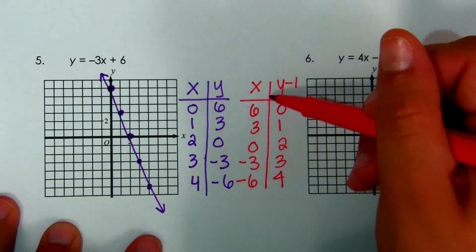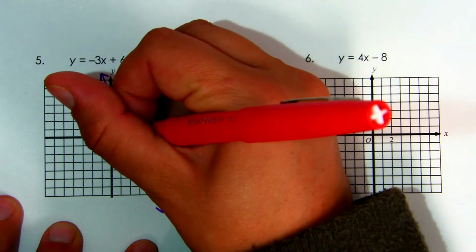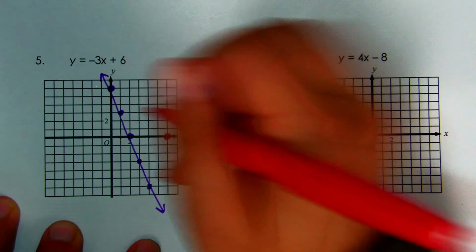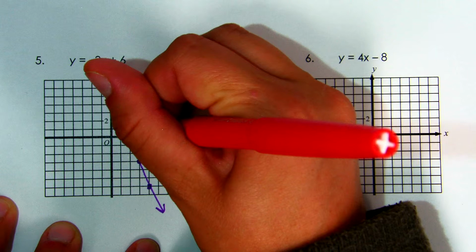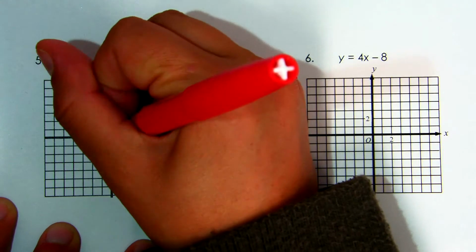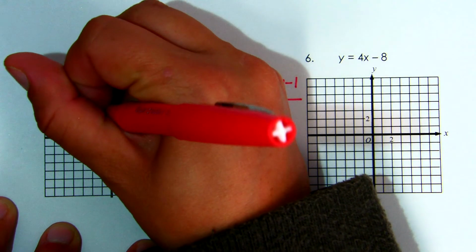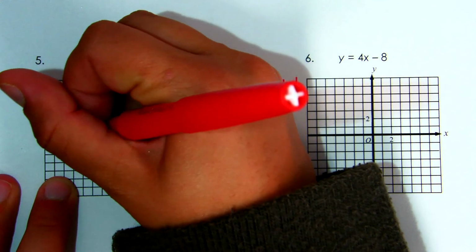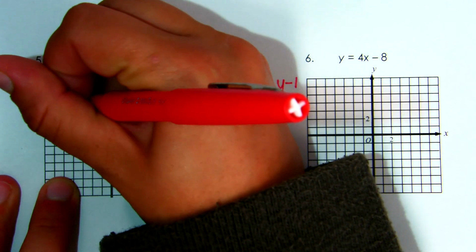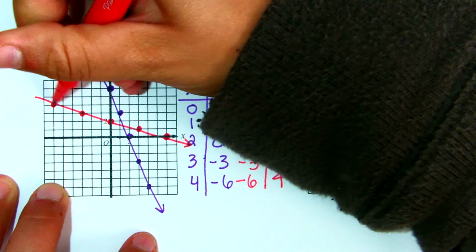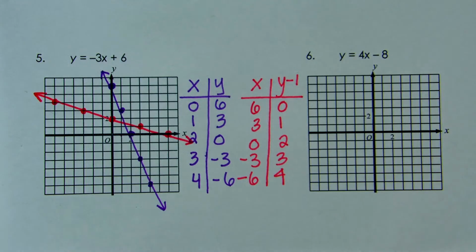So my coordinates in red, I'm going to plot 6, 0, 1, 2, 3, 4, 5, 6, 3, 1, 1, 2, 3, up 1, 0, 2, -3, 3, 1, 2, 3, up 1, 2, 3, and -6, 4, 1, 2, 3, 4, 5, 6, up 1, 2, 3, 4. Connect the red points, and I have an inverse.